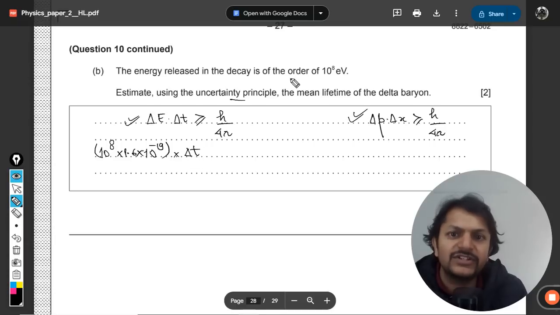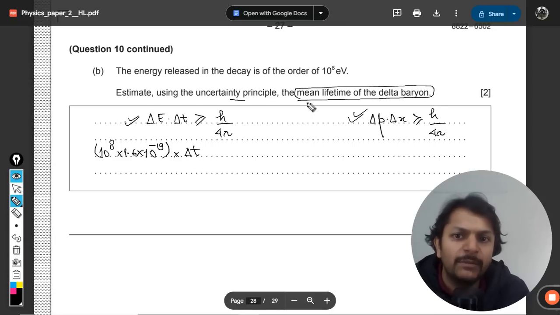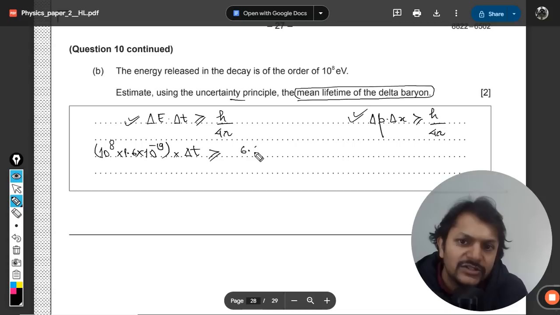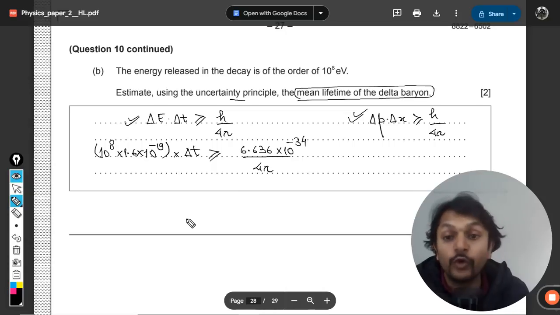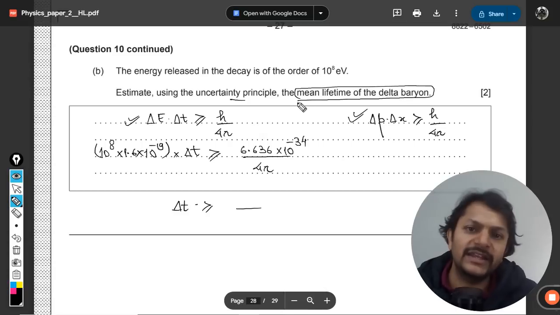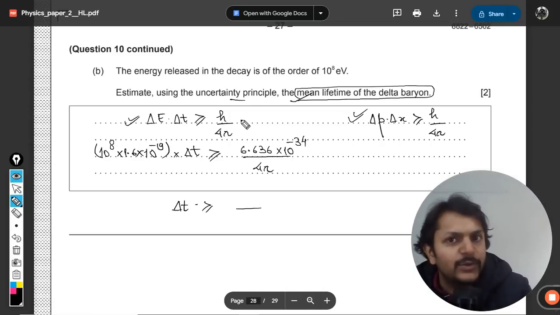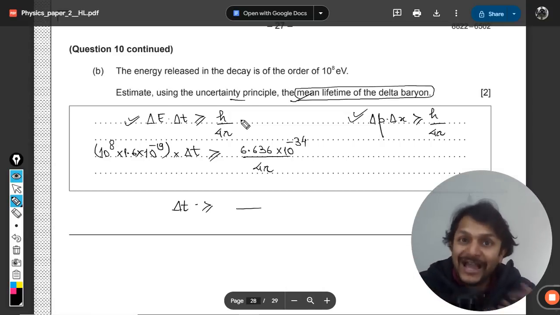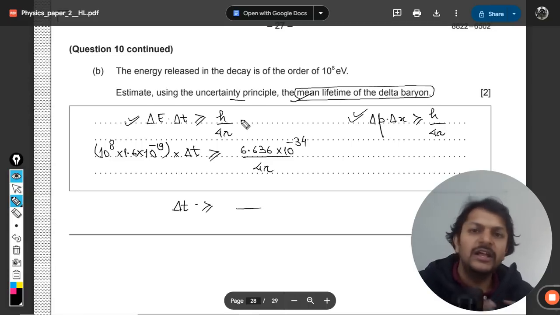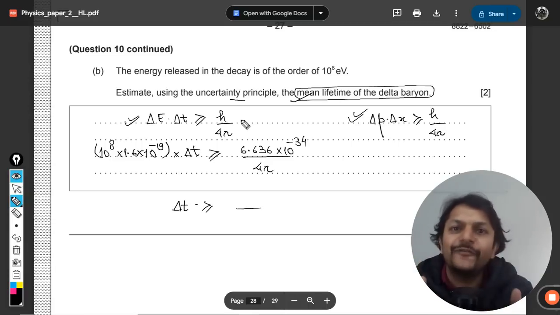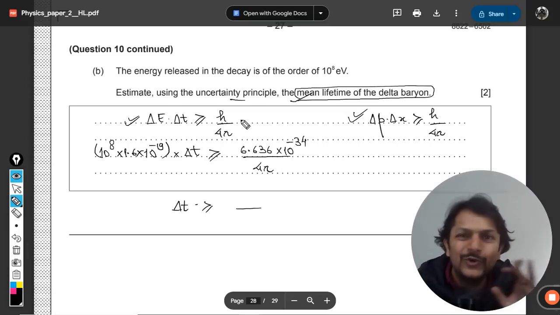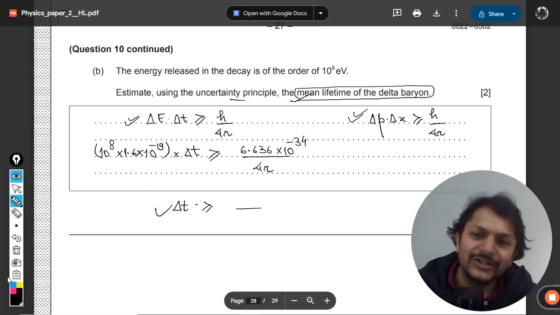So this is delta T, which can be taken as the mean lifetime for the delta baryon, which is greater than or equal to this. So the value here is 6.36 into 10 raised to power negative 34. This value is 4 pi. From here, we will find the value of delta T, which can be taken as the mean lifetime of the delta baryon. Need not go into the understanding of the concept behind it, or how we are going to explain things from the point of view of Heisenberg's uncertainty principle. We are not going there. We just know that this is the formula given in the data booklet. Apply the value, get the answer. That's it. So this is delta T. So this is how we do this question.